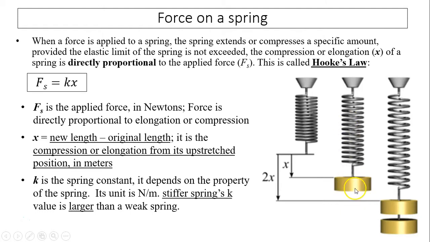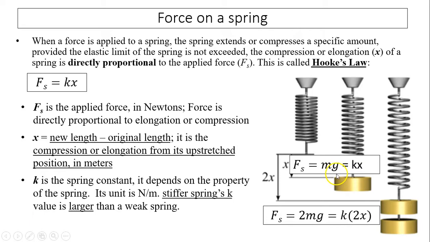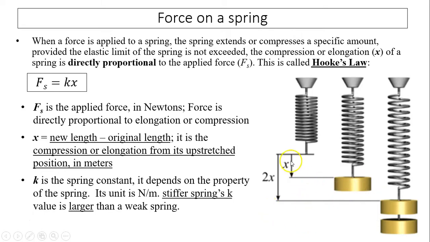So when you have one force, one weight, it elongates x. This elongation is the new length minus the original length. This Fs is the applied force. In this case, the applied force is mg. When you apply mg, you elongate x. When you double the force, you elongate 2x. So force is directly proportional to the elongation or compression.